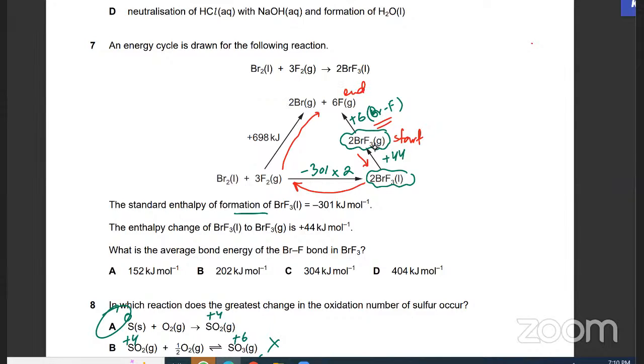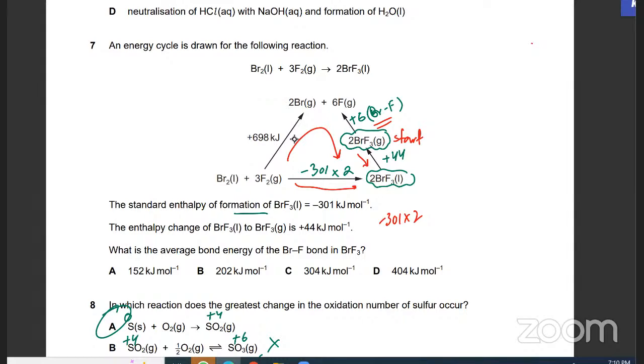One path is equal to the other path, right? Or you could actually make any of the cycles. It doesn't really matter. That's one path. That's your other path, right? So you can just equate the two paths. So it's -301 times 2. That's path number 1. What's the other path?